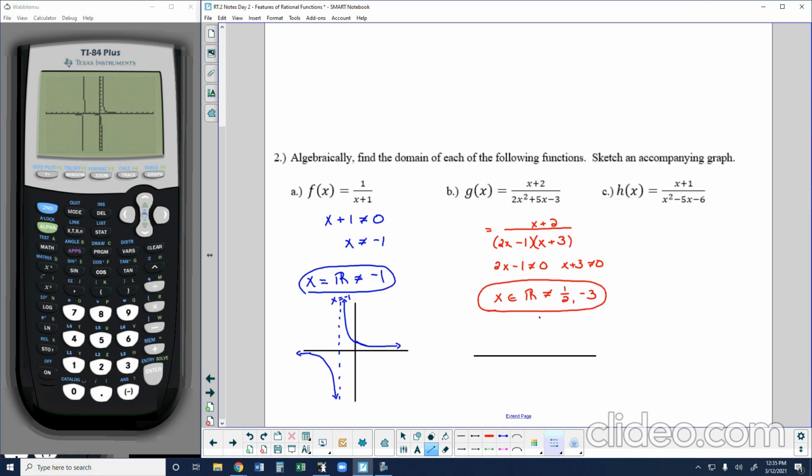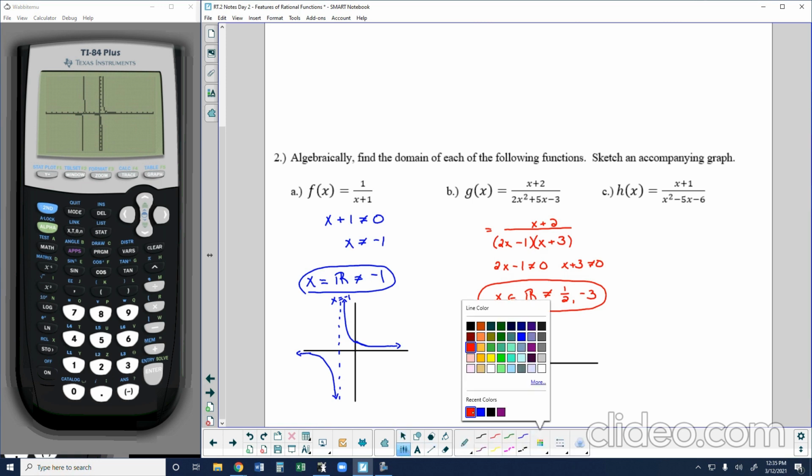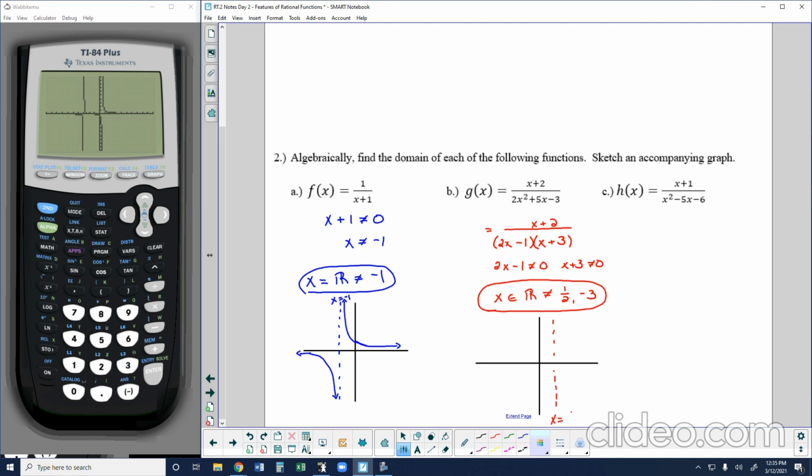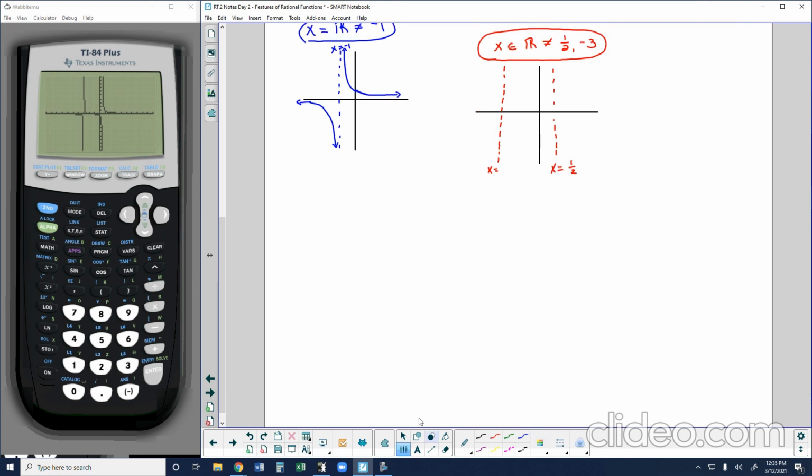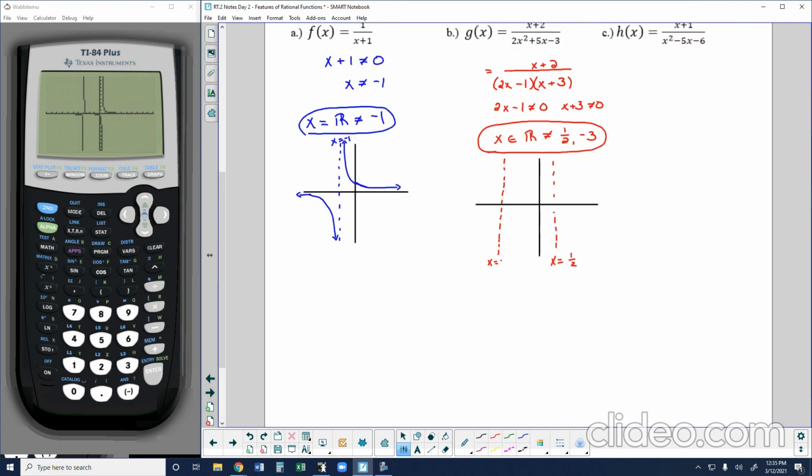So if I sketch out my graph here, both of these values that x cannot equal are going to end up being vertical asymptotes. So we have one of them at +1/2. Again, I'll draw this in as a dashed line. So this is x equals 1/2. And we have another one at x equals -3. So now my curve is going to look something like this.